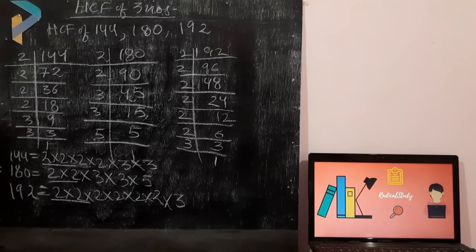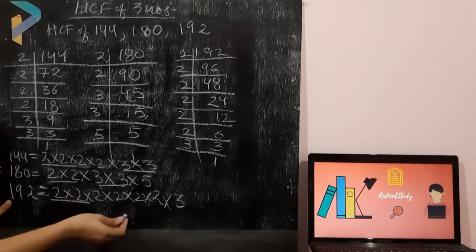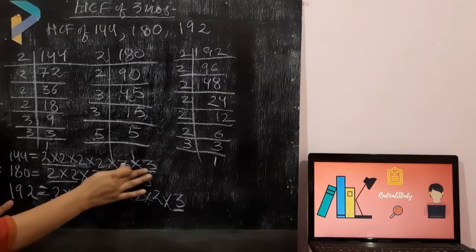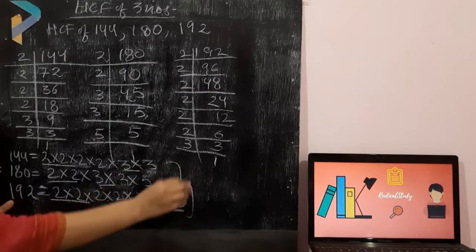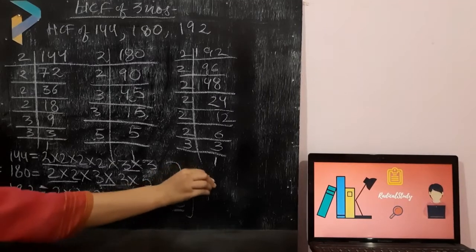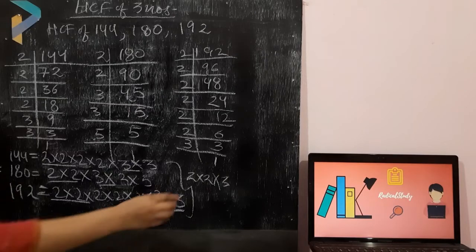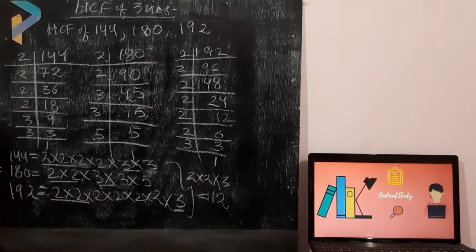Right. Now we have to check what else is common. This number is having 2 times 3. This number is also having 2 times 3. But this number is having only 1 three. So we can consider 1 three of each number. So what is common in all the three numbers? It is 2 times 2 and 1 three. So 2 twos are 4, 4 threes are 12. So what is the HCF of all the three numbers? The HCF of all the three numbers is 12.